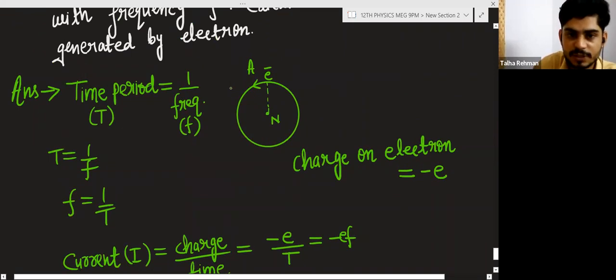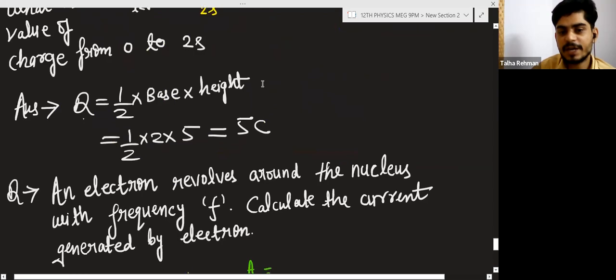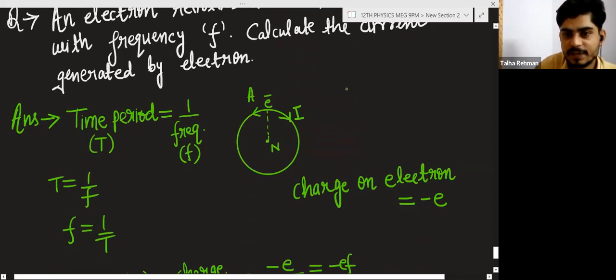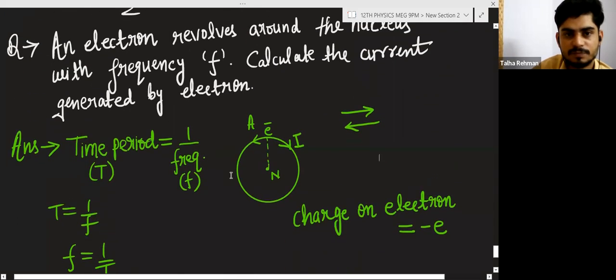If the electron motion is in this direction, then the current is in this direction. I have told you earlier, if the negative charge is moving in this direction, the direction of current will be opposite to the direction of negative charge. Here the electron is moving anti-clockwise. The direction of current is clockwise, meaning opposite to the motion of electron, because electron is negatively charged. So please note it down.